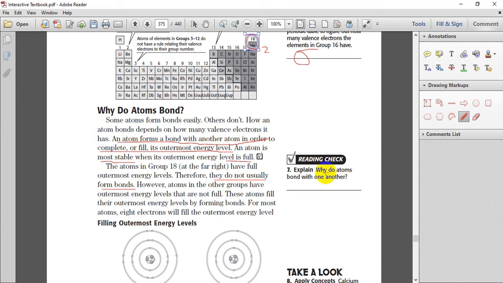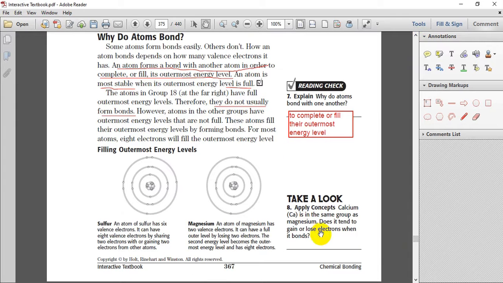So in this question, why do atoms bond with one another? To complete or fill their outermost energy level. So the answer in this question, we have here sulfur. Sulfur has 6 valence electrons. It can have 8 valence electrons by sharing 2 electrons or gaining 2 electrons.